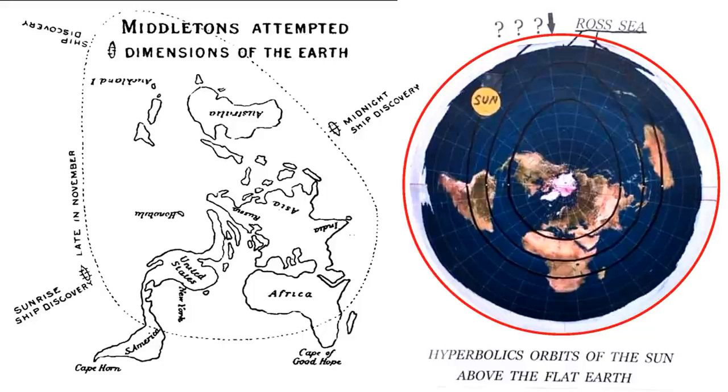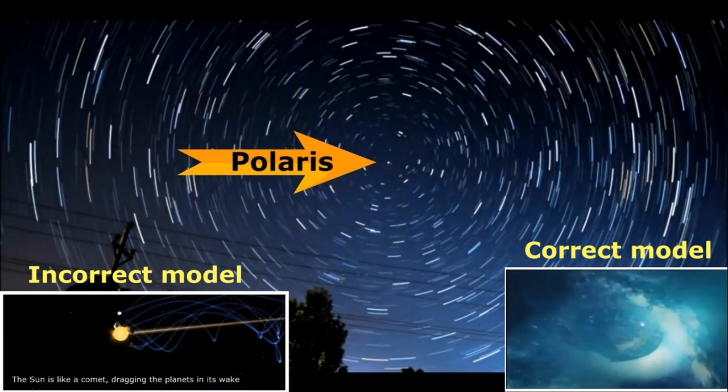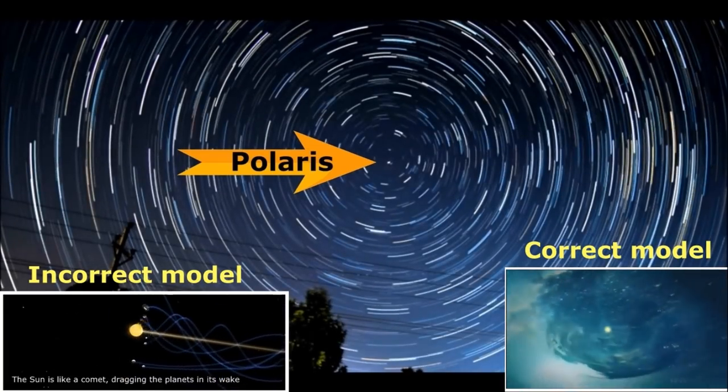In 2016, an Italian researcher defended the idea of the sun having a hyperbolic circuit. According to this researcher, both Middleton and Ross detected an oval shape of the sun's path as being the true circuit of the sun, as they navigated the seas following the sun's path. The rotation of the stars above also supports the AE projection.